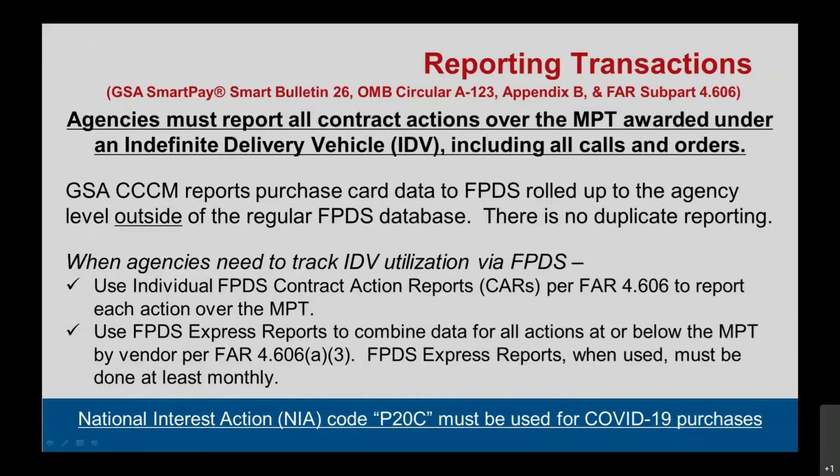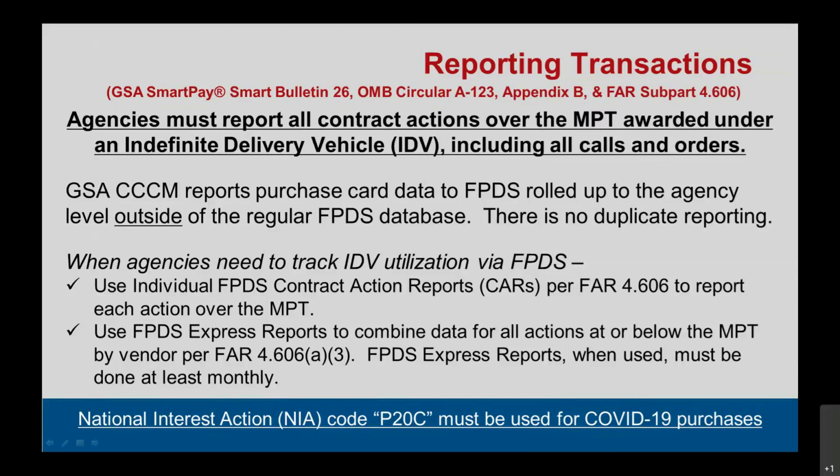Now, the Center for Charge Card Management reports purchase data to FPDS under the micro purchase threshold. But we've gotten a lot of questions about, hey, if we report on an individual or an indefinite delivery vehicle and we group our orders under and over together, which is allowable to save administrative costs, you can group those together per the FAR, then are we duplicate reporting? And we are not. We addressed that in the Smart Pay Bulletin 26, which you see referenced up above the bullets here. And we only report at the agency level. We don't get into numbers of transactions and total dollars of each transaction, and we don't break it out into contracts or anything.